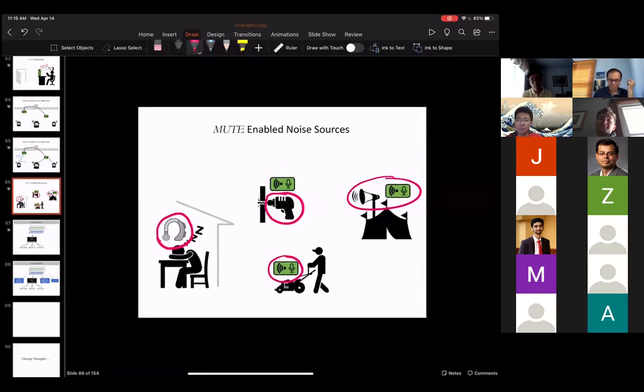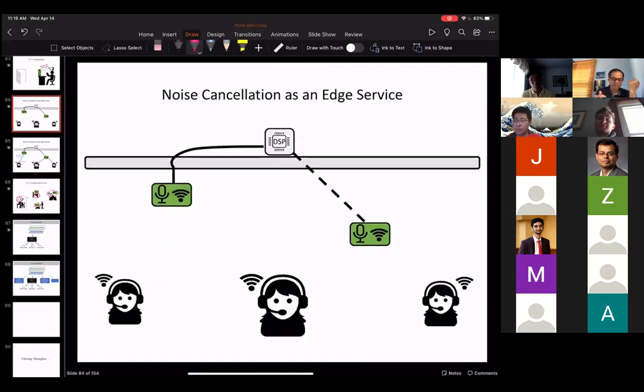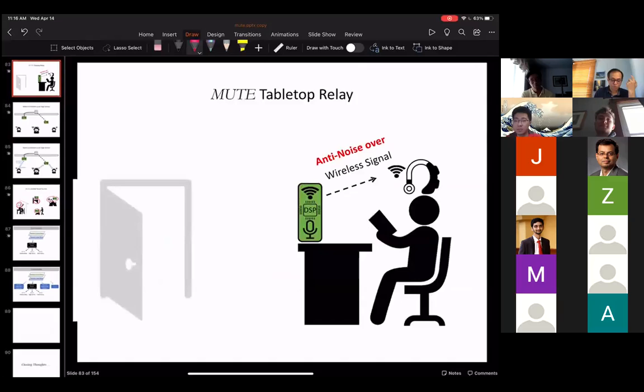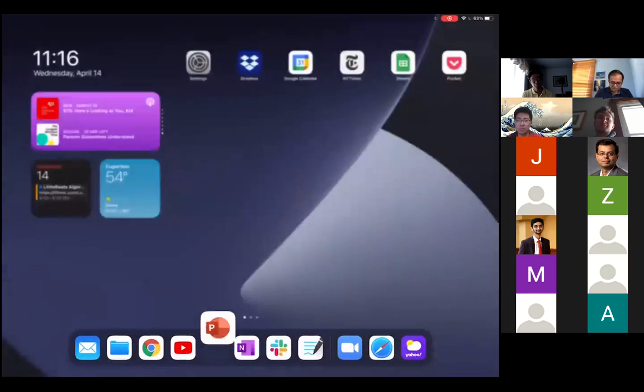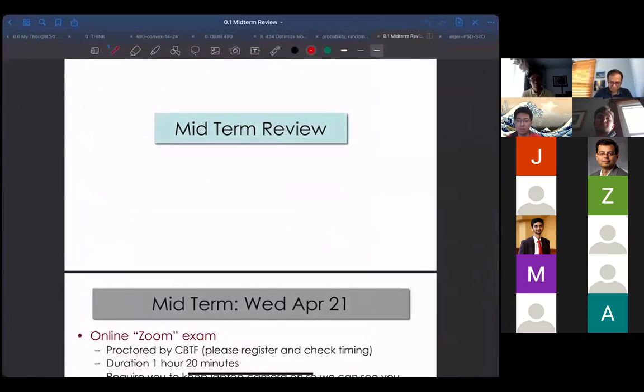So that's where we'll stop today. In fact, there are other ideas over here in the paper that you'll see. What if your Alexa became the relay? Your Alexa could basically relay the sound to you so that you can do the cancellation, right? So there are all kinds of ideas in the paper. Take a look at it. Okay, with that, we'll move on to the last part, which is midterm review.